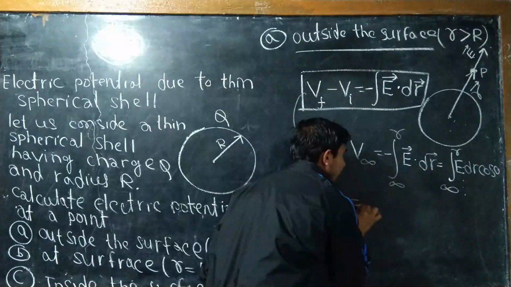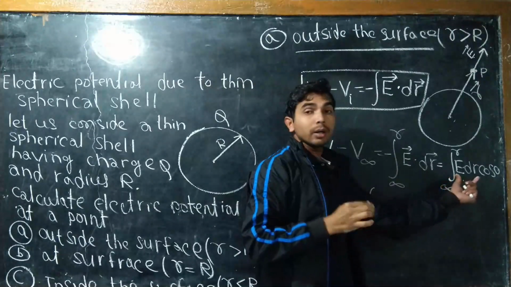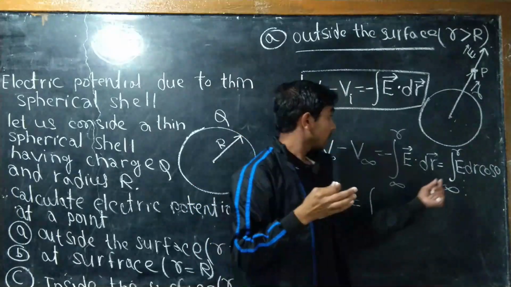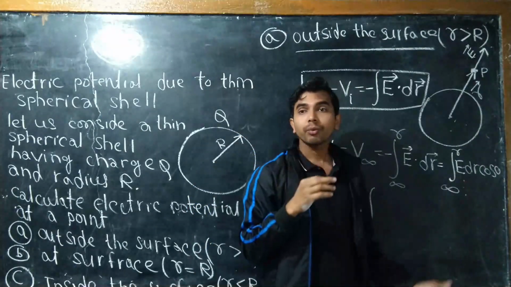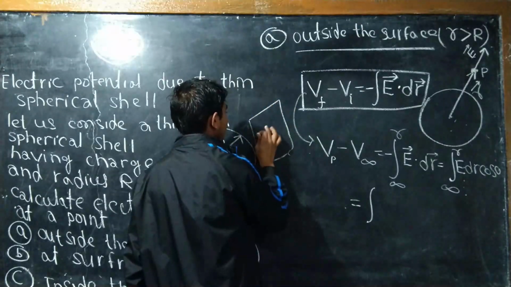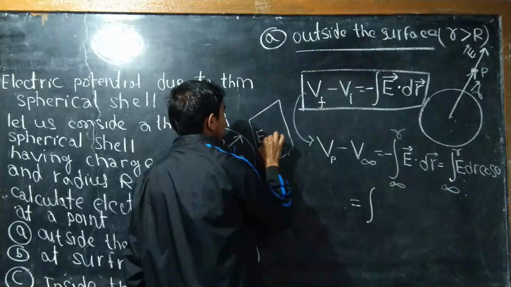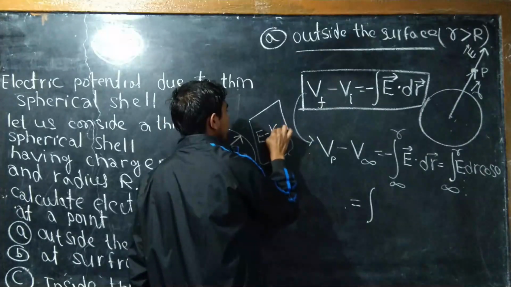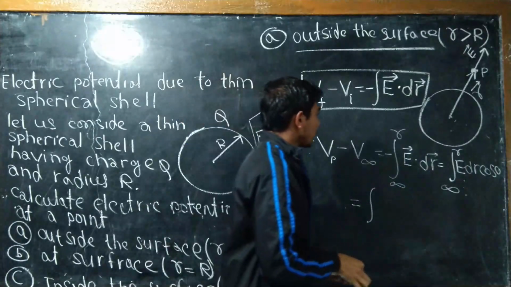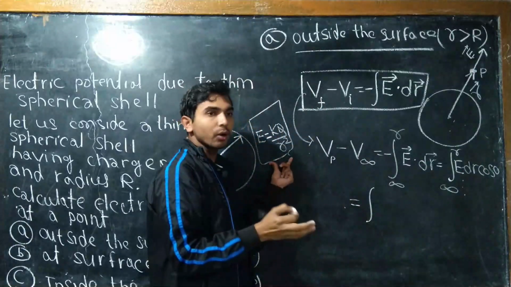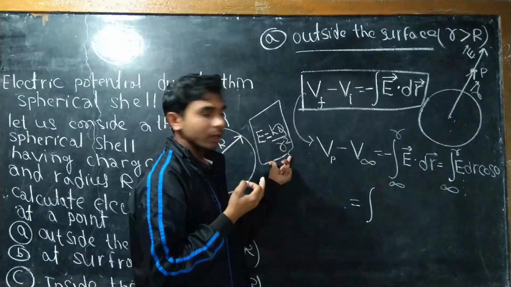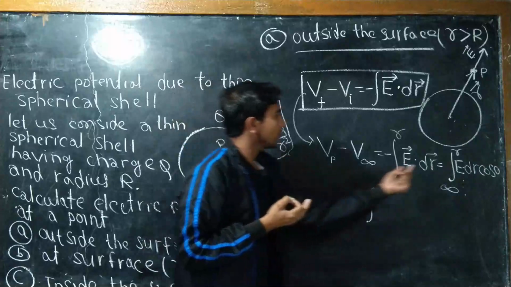Now see, further I am writing like this. Again, in chapter 1 you calculated the electric field outside. The electric field outside a thin spherical shell is kq by r square. I already calculated it in the previous chapter, so this is that one.